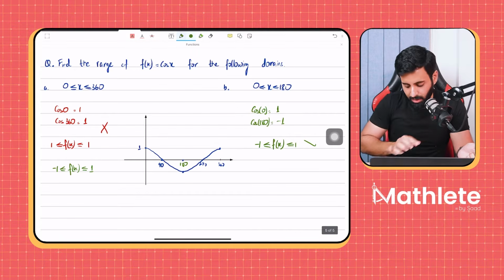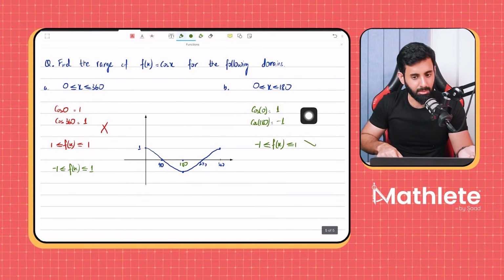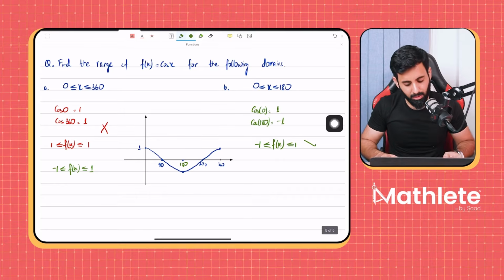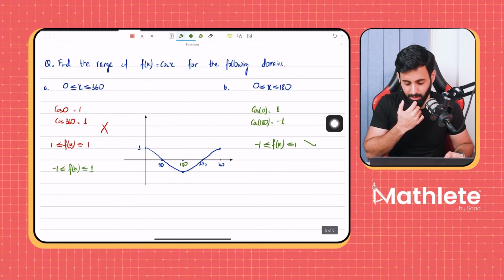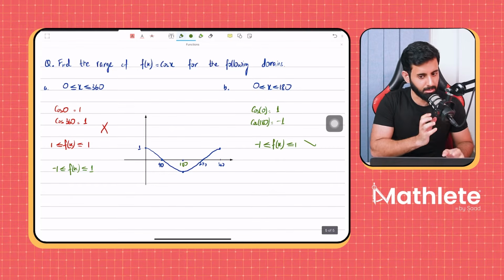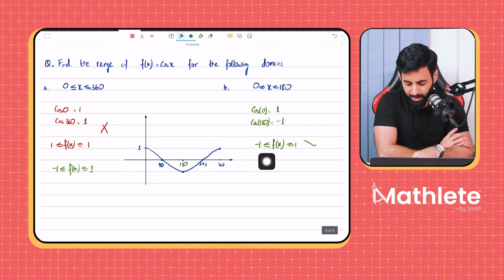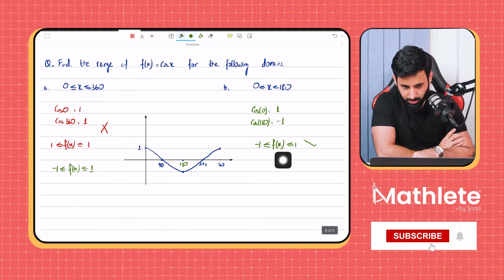So why do you think I got it wrong over here and why do you think I'm getting it right over here? Think about it. Okay, that's a question for you guys. I will give you an explanation, but right now I want you guys to think about it. First tell me, confirm this with me. Is this answer correct? -1 to 1?